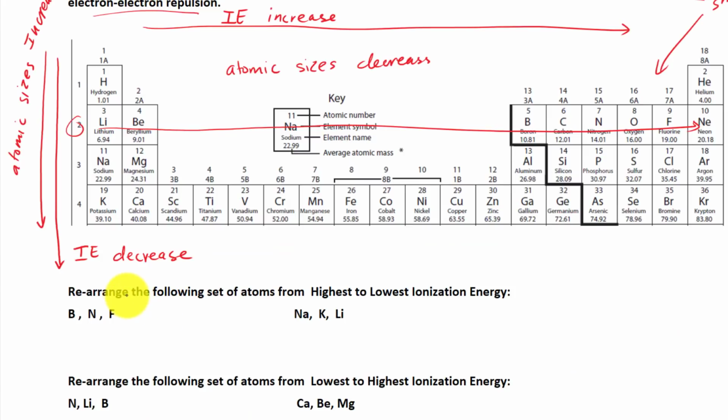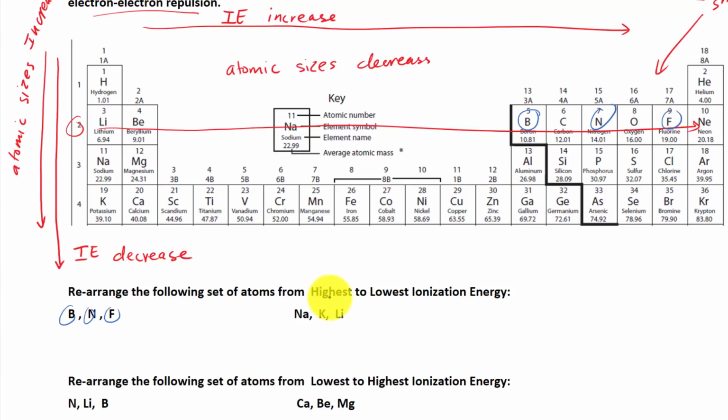So let's try an example problem. Rearrange the following set of atoms from highest to lowest ionization energy. In this case, boron, nitrogen, and fluorine. So we have boron right there, nitrogen, and fluorine. That's the first thing you need to do: find where they are on the periodic table.